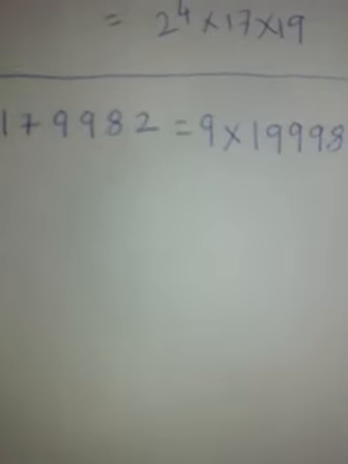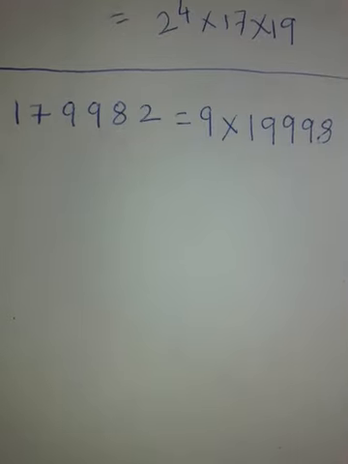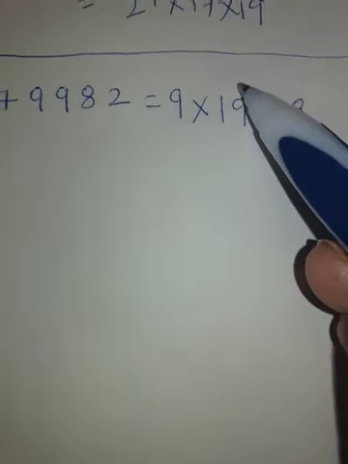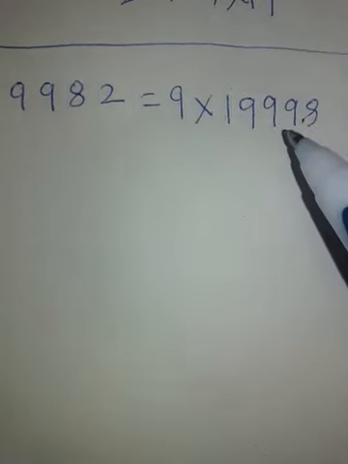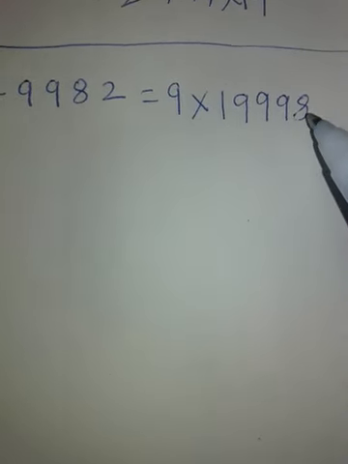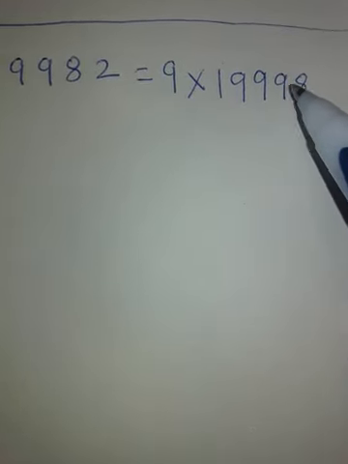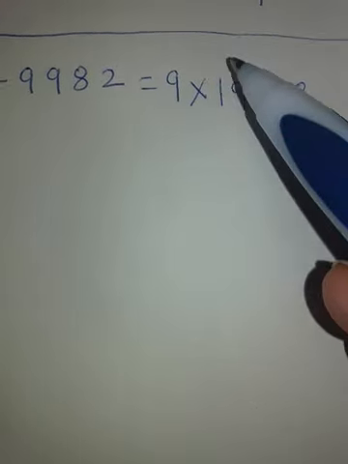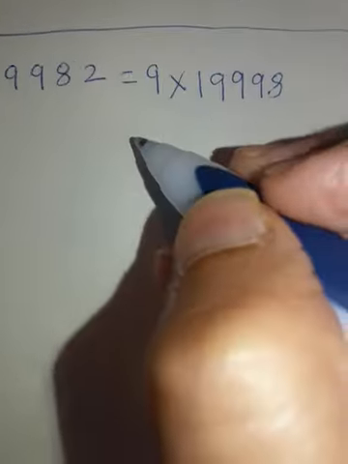Okay, now my product is ready. It's going to be 9 into 19,998. Again, by looking at this number, I'm not able to understand what is the factor. But if I take the sum, see here it is again 8 plus 1, 9, 9, 9, 9. So that means this is divisible by 9. Their sum is 36. It is divisible by 9.